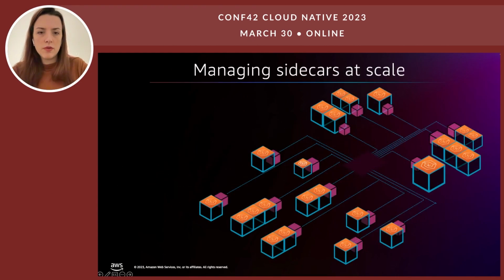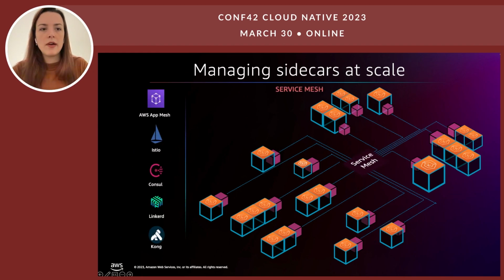But again, we are talking about scale. How do we manage all of these sidecars? Well, much like in a Kubernetes cluster, we manage our applications with a control plane. And well, think about having a control plane also for our sidecar proxies. The control plane plus the data plane, which are the sidecar proxies themselves, is a service mesh.